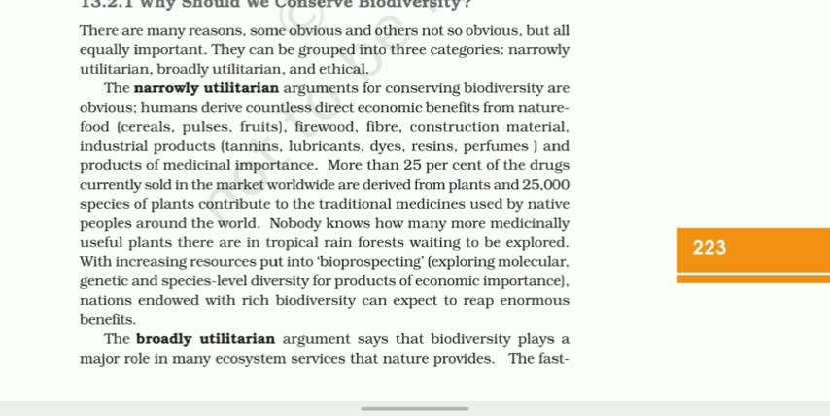Nobody knows how many more medicinally useful plants there are in the tropical rainforest waiting to be explored. With increasing resources put into bioprospecting, that is, exploring molecular, genetic, and species level diversity for products of economic importance, nations endowed with rich biodiversity can expect to reap enormous benefits.